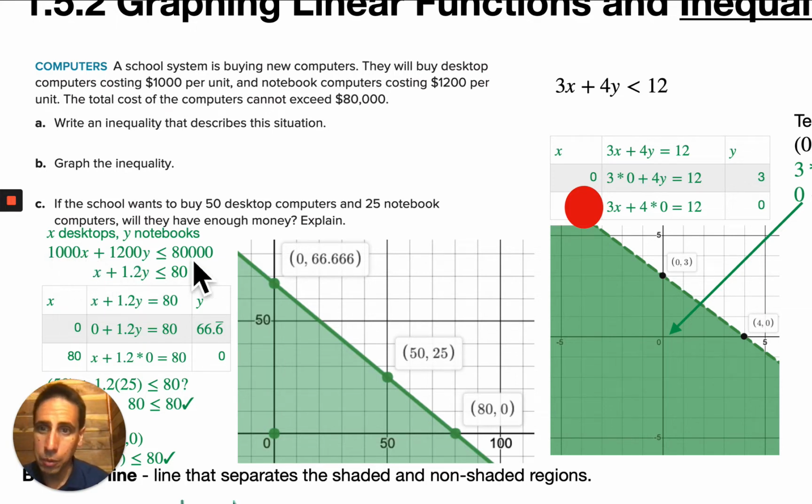So here's my inequality, and just to simplify things and make the graphing easier, I'm going to divide all the terms on both sides by 1,000. And if I do that, I get x plus 1.2y is less than or equal to 80. They're equivalent to each other. They'll produce the same graph, the same points. It won't change the answer in any way. But if I do that, then the calculations get a lot easier. x plus 1.2y is less than or equal to 80, and that's what I'm going to graph.